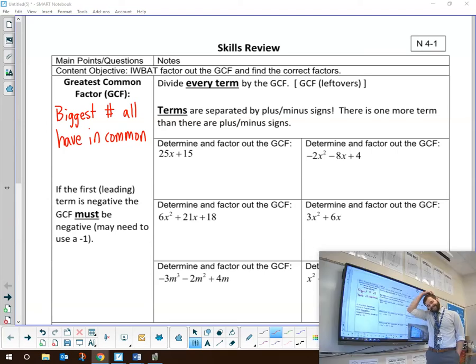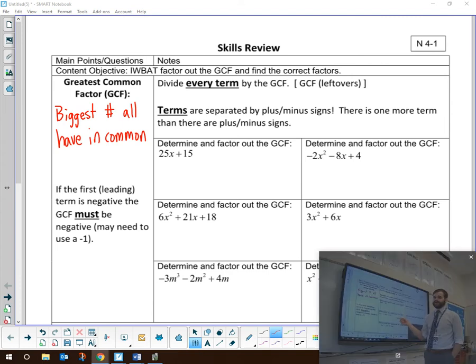Hey guys, today we are going to be starting a new unit, so I hope everything's going well for you. Today we're just going to be reviewing some skills that are really going to help us with this unit. This unit, we are finally starting quadratic equations. That means you're going to start seeing squares and stuff like that in your equations. Let's go ahead and dive in.